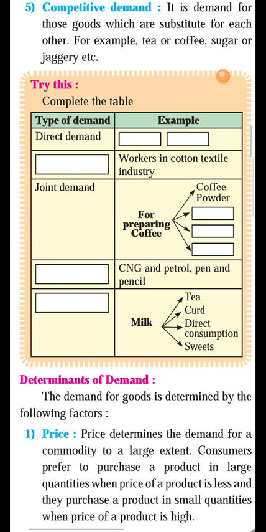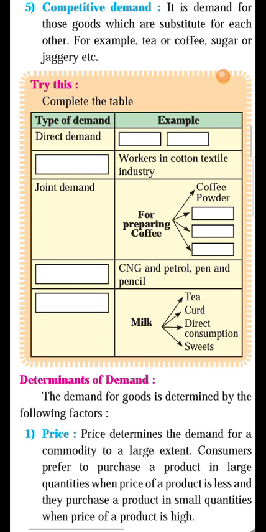Done. Now in the second column, examples are given. What are the examples of direct demand? You can write the examples of direct demand are food, milk, cloth, etc. There are 2 boxes. You can write any example in that, which is consumer goods. You can write food grains, cloth, anything.